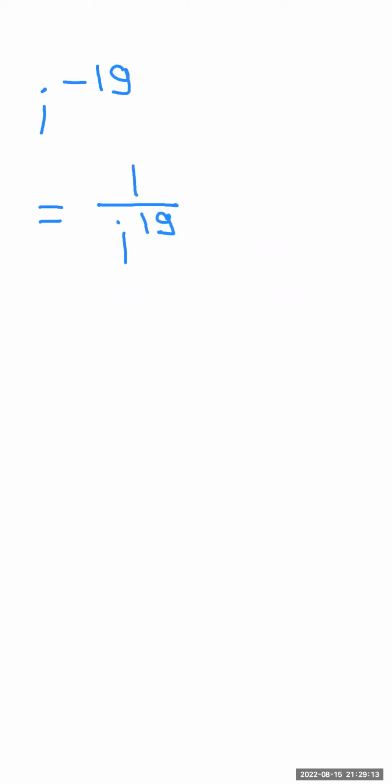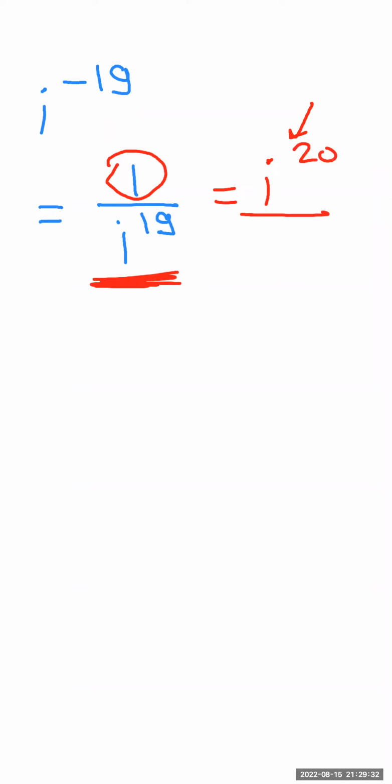Here, I want to replace this 1 by I to the power which is greater than 19 and at the same time equals 1. So it's I to the power 20, because I to the power 20 equals 1. Now, I to the power 20 divided by I to the power 19: subtract the powers, it will equal I to the power 20 minus 19, which is 1. So I to the power 1, which means I. Is that clear?